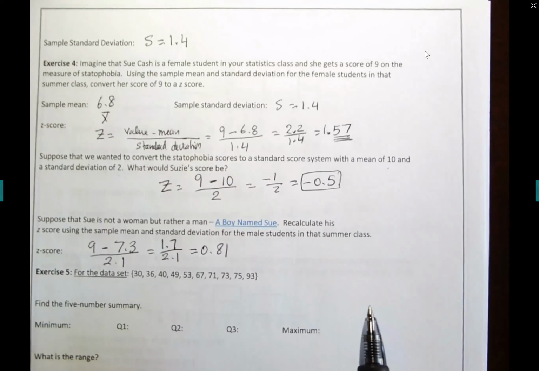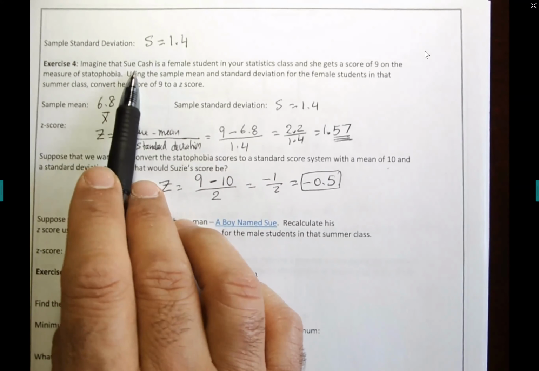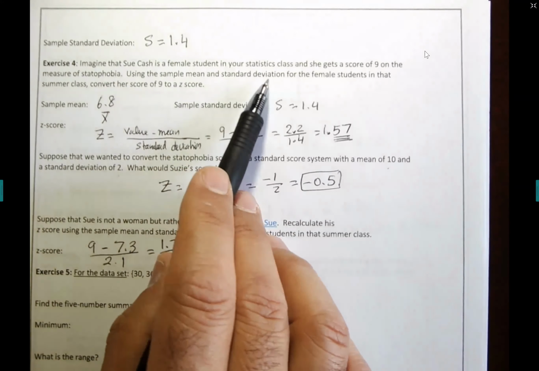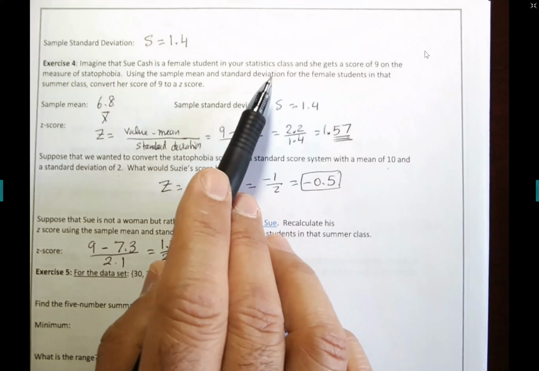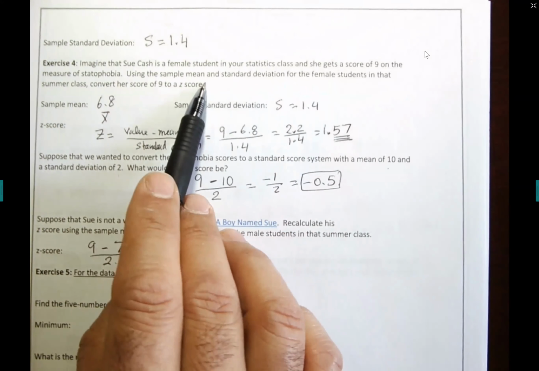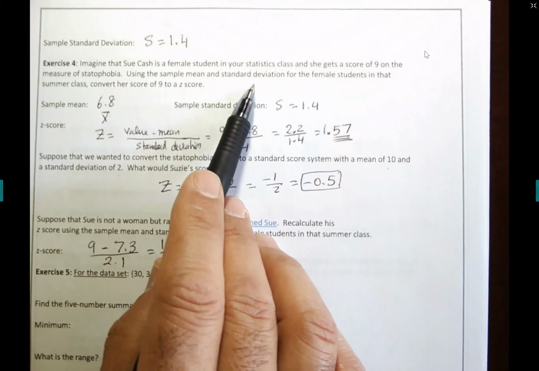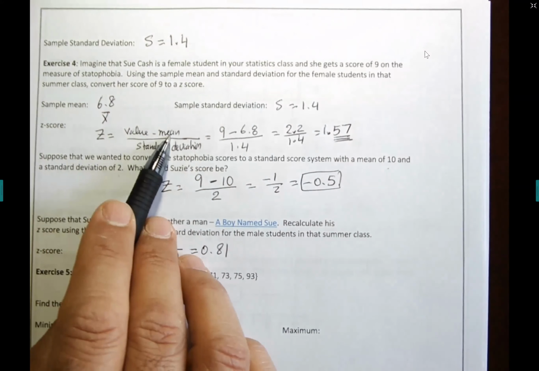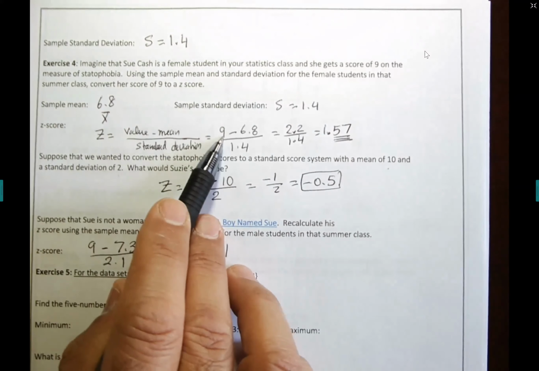Now about Z-score, a couple of questions about Z-scores, guys. Imagine that Sue Cash is a female student in your statistics class, and she got a score of 9 on the statophobia question. Using the sample mean and the standard deviation from the female students' data, find the Z-score. Well, the Z-score, guys, is the value minus the mean divided by the standard deviation. The value, he gives us 9.